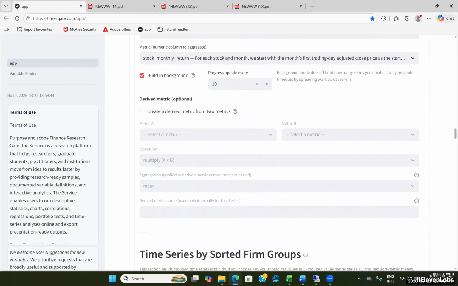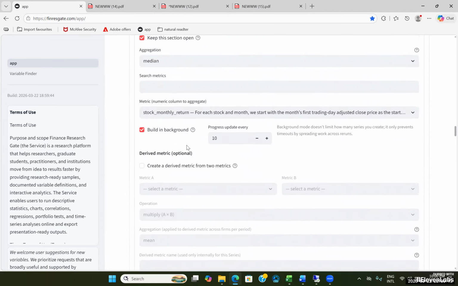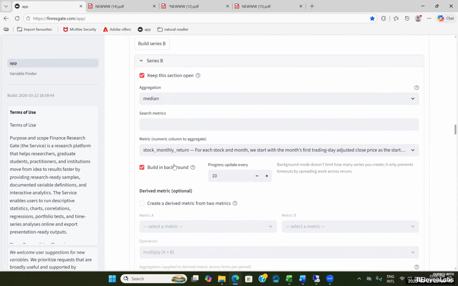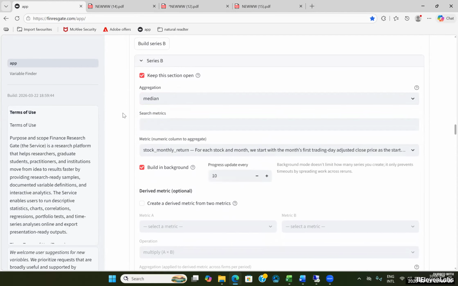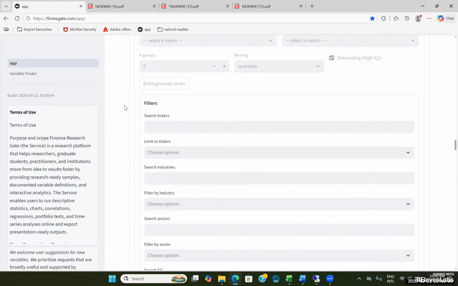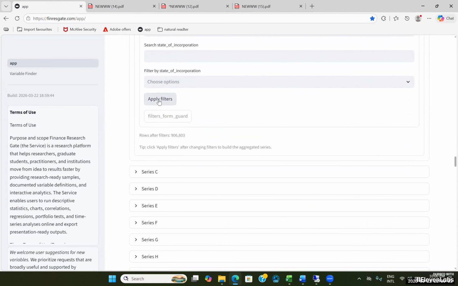However, because we are dealing with time series data, we need to find a way to summarize all these numerical values across every firm for each month into one single representative number. So, you essentially have two main alternatives here, the mean and the median. I personally prefer the median because it is less exposed to outliers. Then we click apply.